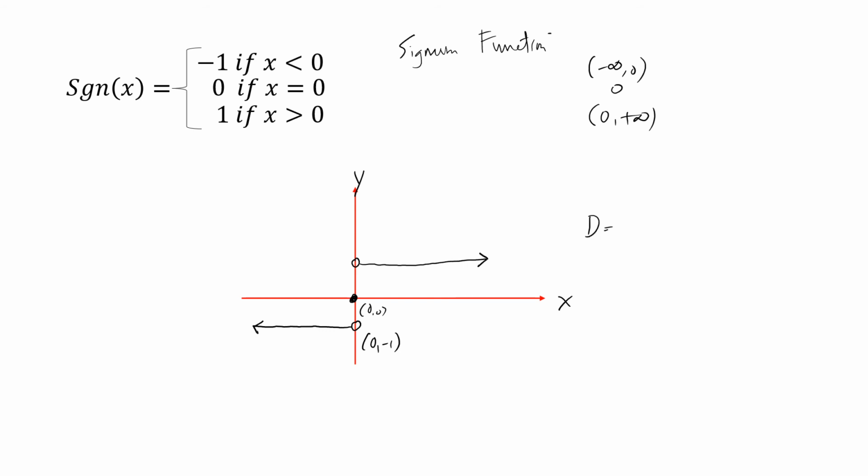So the domain is the set of all real numbers, while for the range, there are three values: negative 1, 0, and positive 1.